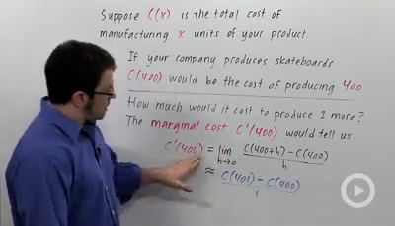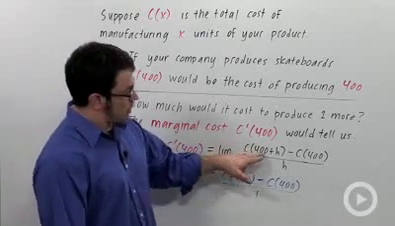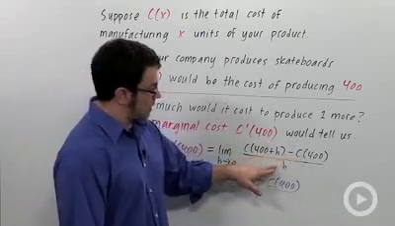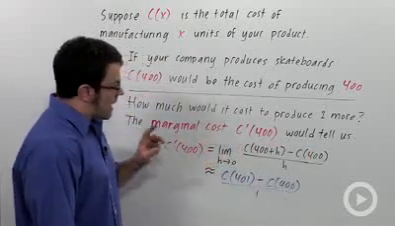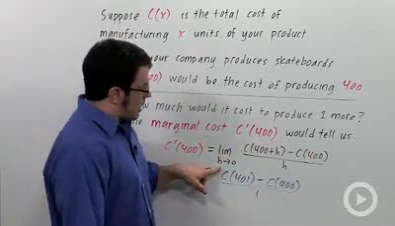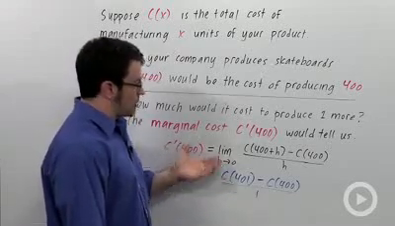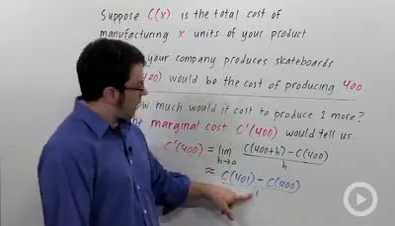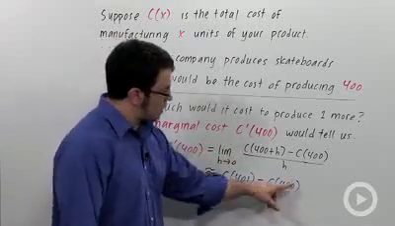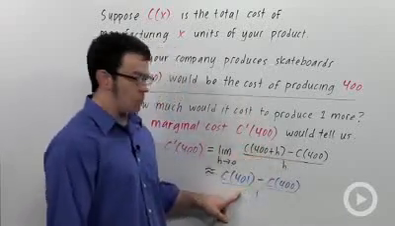C prime of 400 is defined as the limit as h approaches 0 of C of 400 plus h minus C of 400 over h. This is just the definition of the derivative as we've seen before. And of course, a way of approximating this limit is to take a very small value of h. And when you're on the order of hundreds of skateboards, h equals 1 is a pretty small value. So this expression here is the difference quotient evaluated with h equals 1.